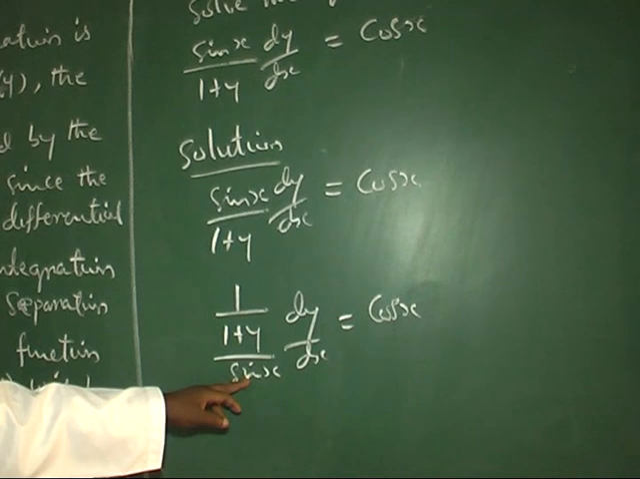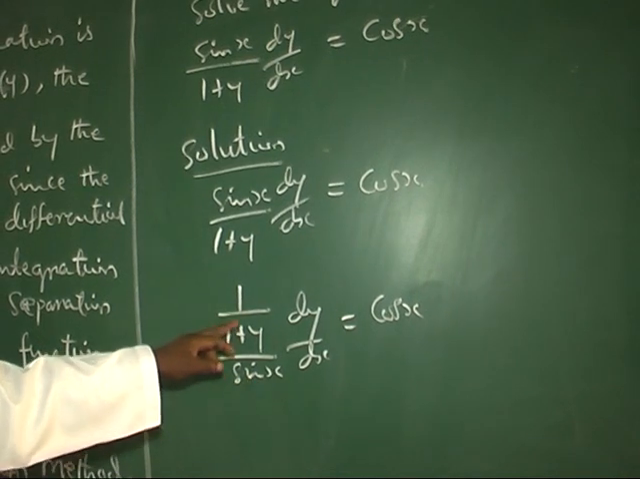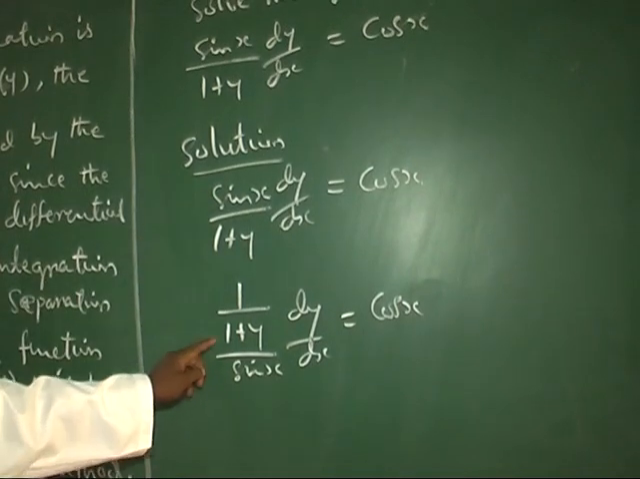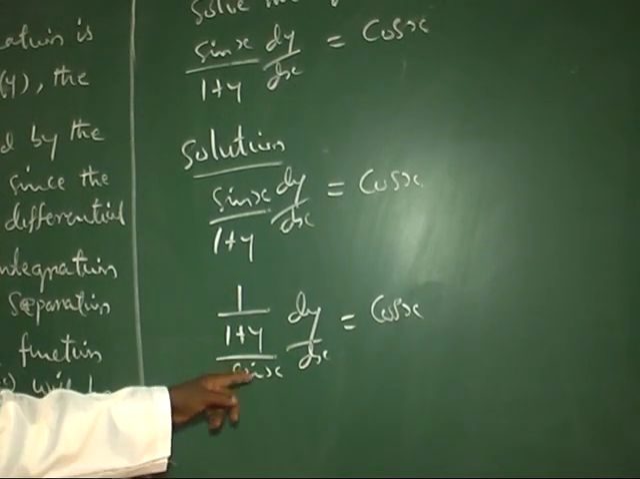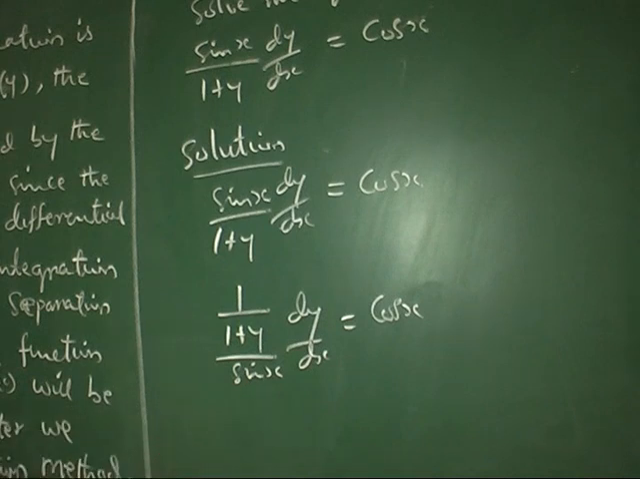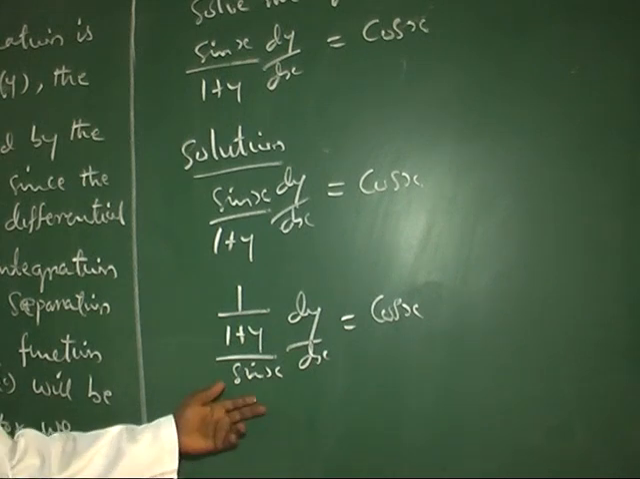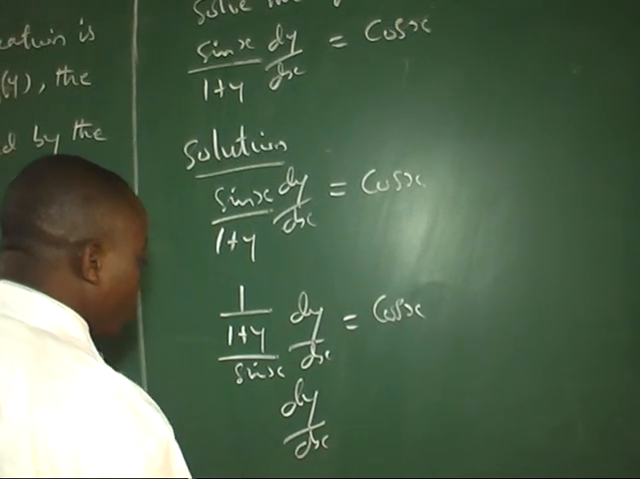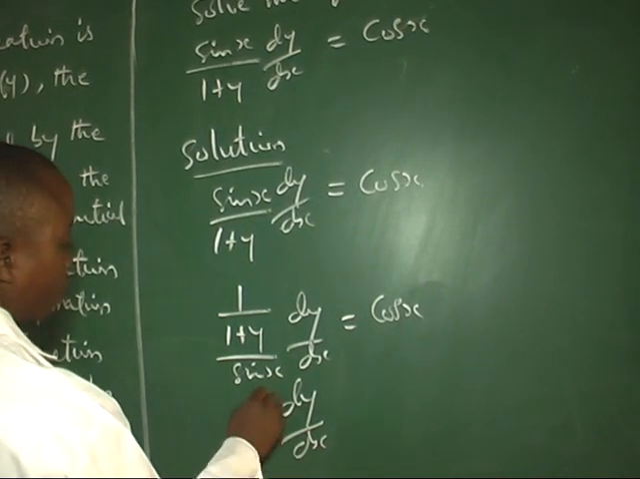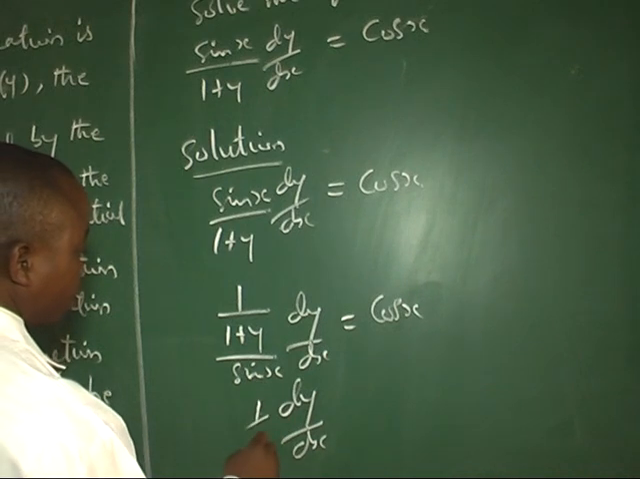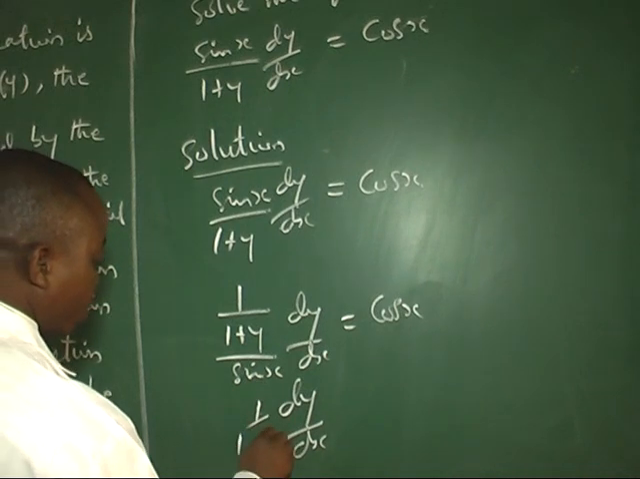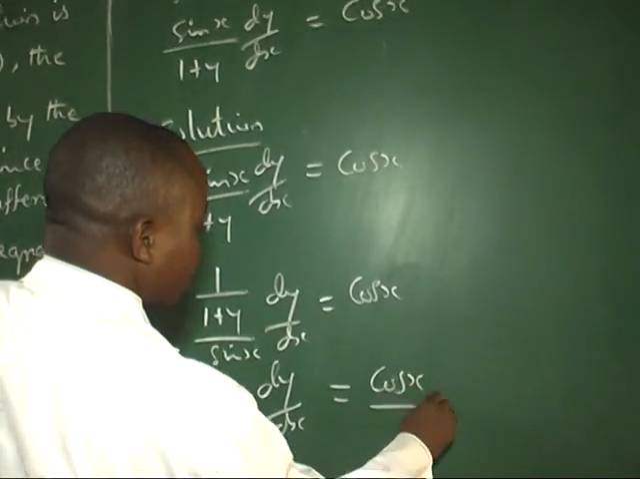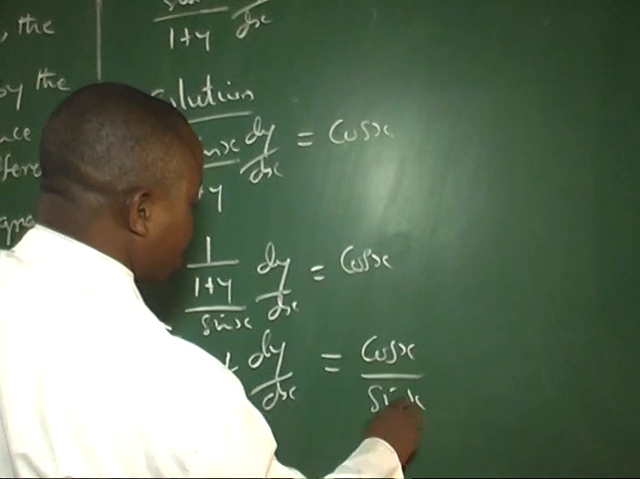So what it means is that this can be multiplied by this. That is how we get this. So 1 was divided by 1 plus y all over sine. And so here we can now write that dy dx, okay, that 1 all over 1 plus y divided by x will be equal cos x all over sin x.